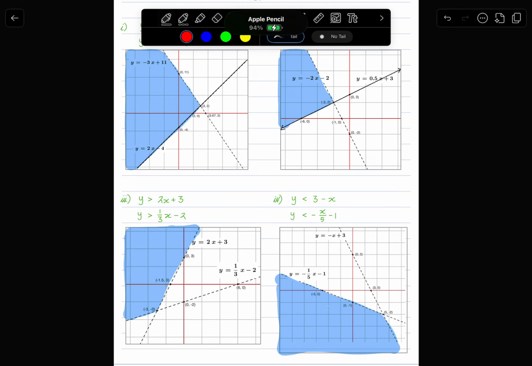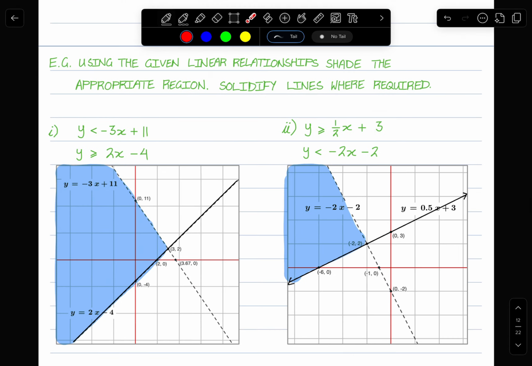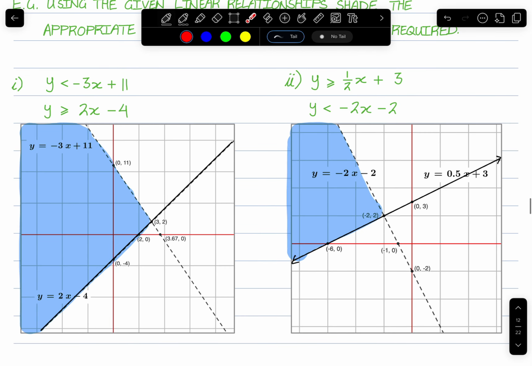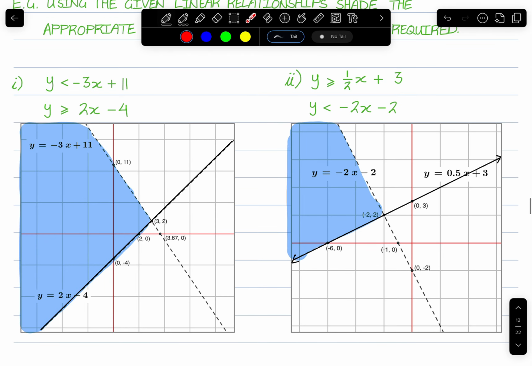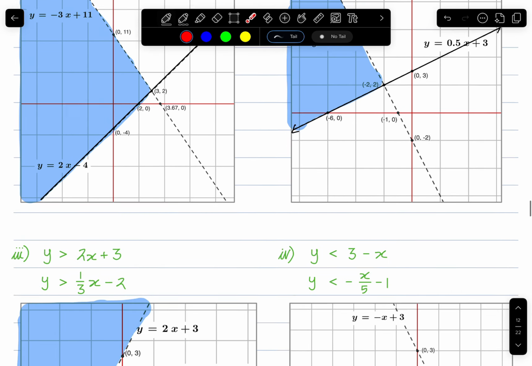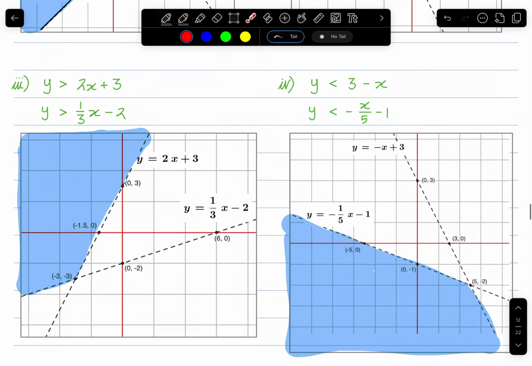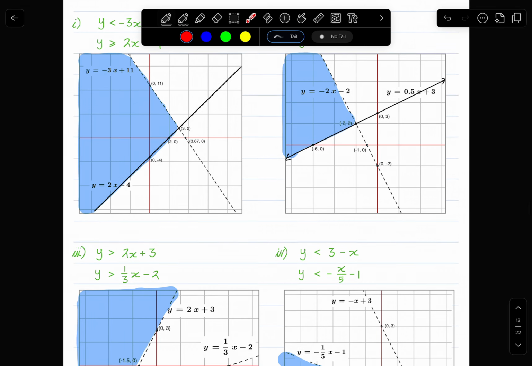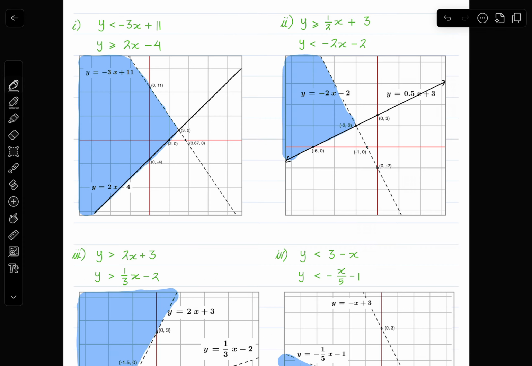So I hope that's given you an insight into how you can use the actual algebraic testing to determine the regions that we do or don't sketch or shade in, as well as thinking about this as a point being above or below the line to determine the region that we need to sketch. In any case, hope to see you in the next video, and best of luck.